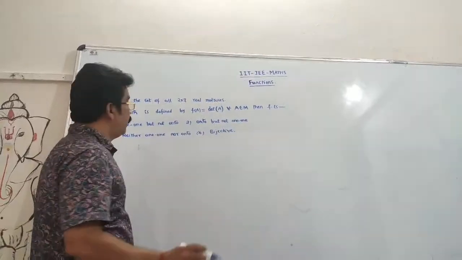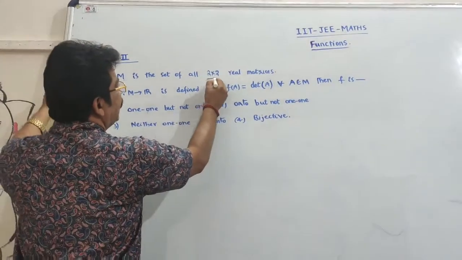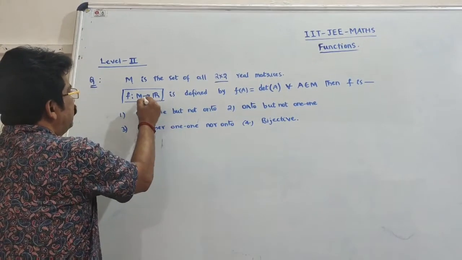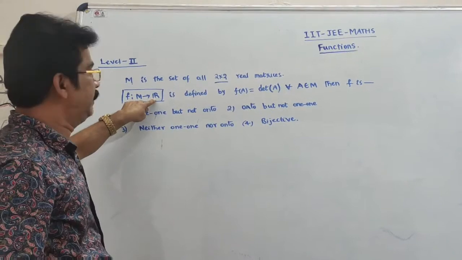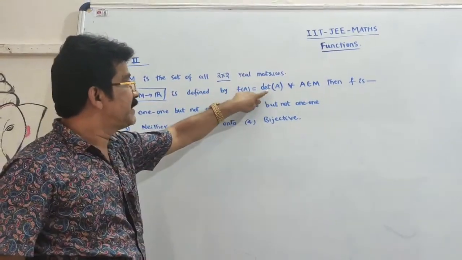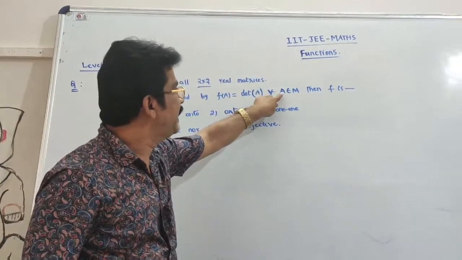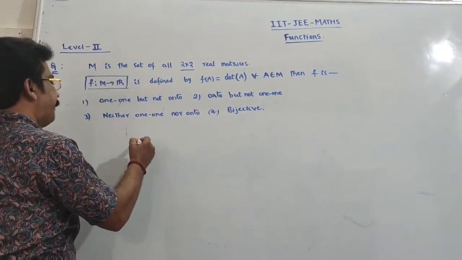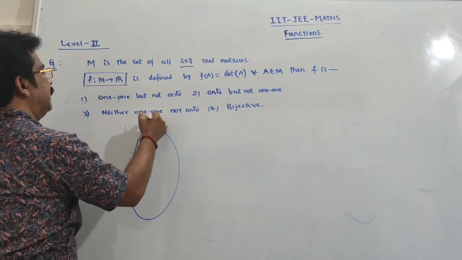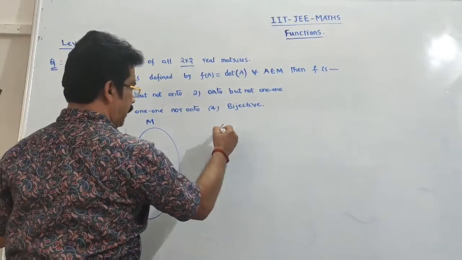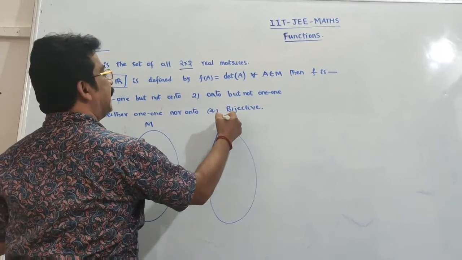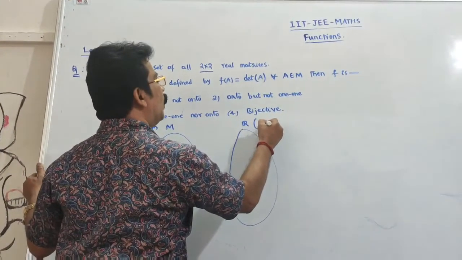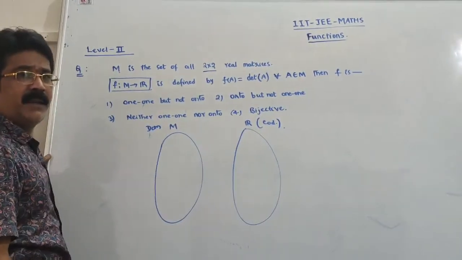That's all. Here, capital M is the set of all 2 by 2 matrices, and the function is defined from capital M to capital R, where capital R means the real number set. And f of A is defined as the determinant of A, where capital A is any 2 by 2 matrix in the set capital M. This set M is the domain, and the real number set is the co-domain.